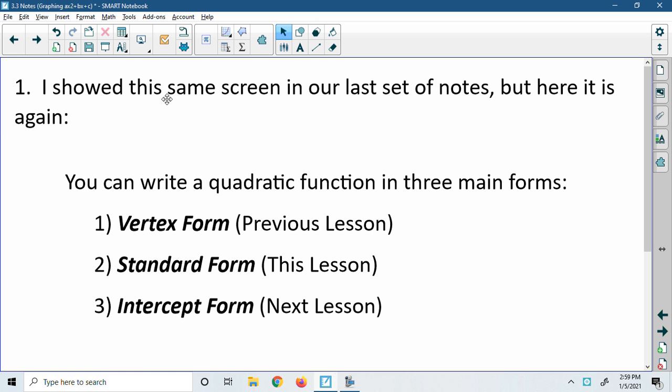Alrighty, so number one on the notes. I showed this same screen in our last set of notes, but here it is again just to remind you. We study three main forms of quadratic functions. Vertex form, that's what we learned about last lesson. Standard form, that's what we'll learn about this lesson. And intercept form, that's up for next lesson. So that's kind of where we're at in the chapter.